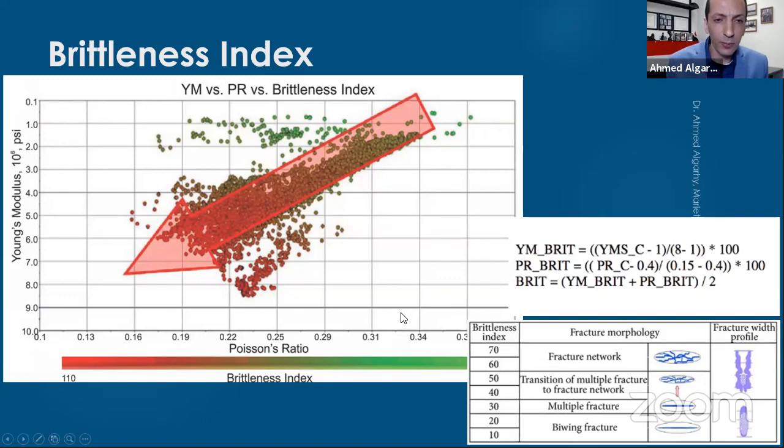He used static Young's modulus and static Poisson's ratio to calculate something called brittleness index. The brittleness index is 10%, 20%, 70%. So it is a percentage.